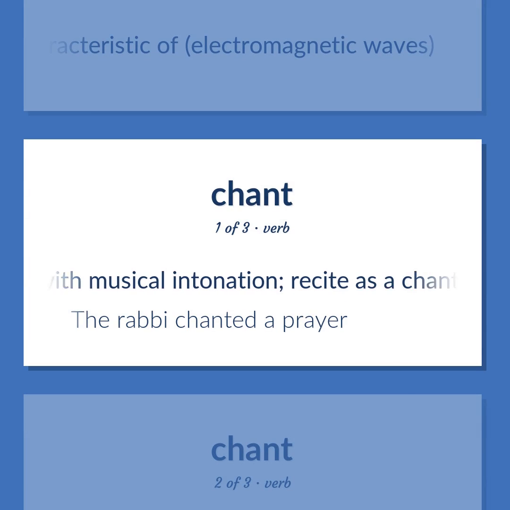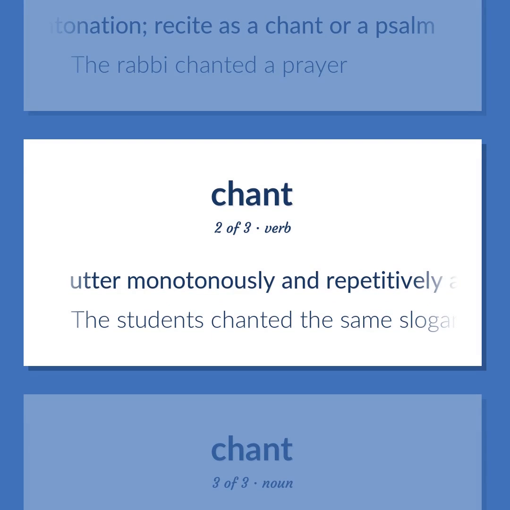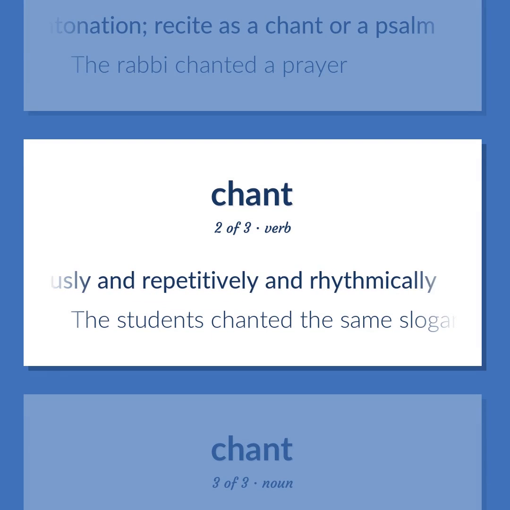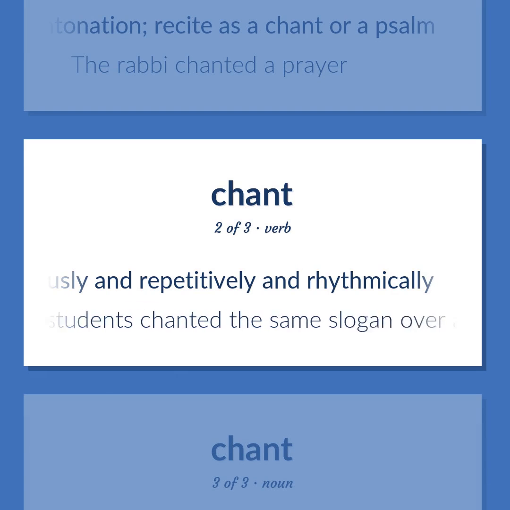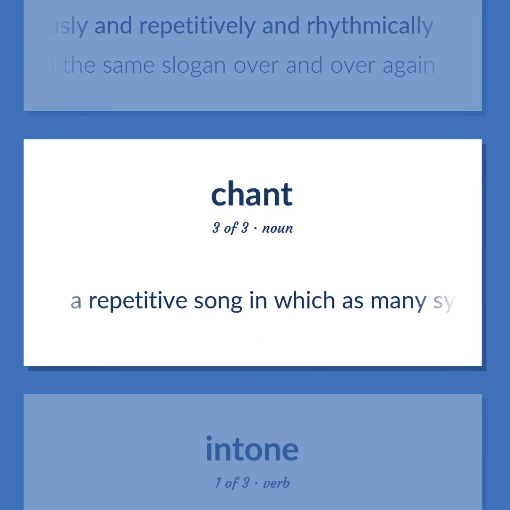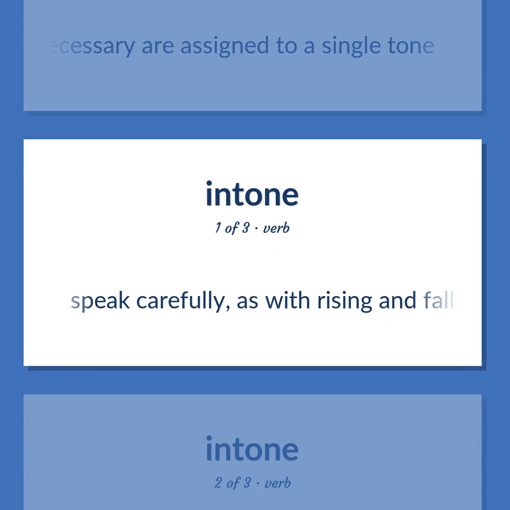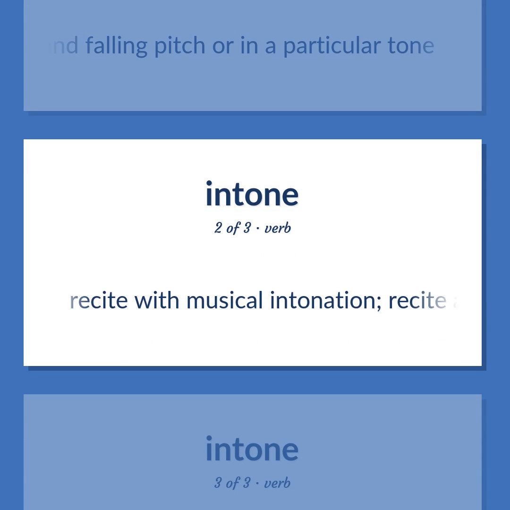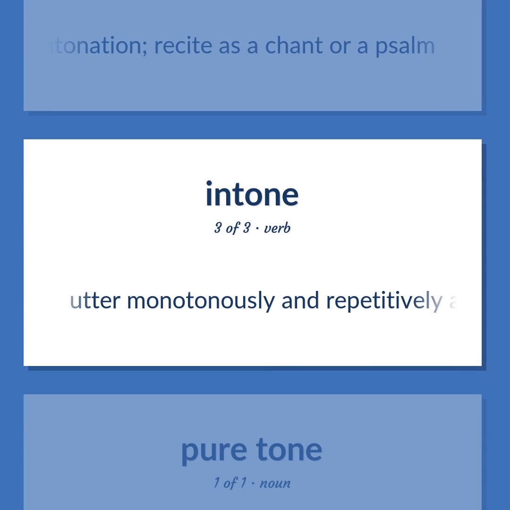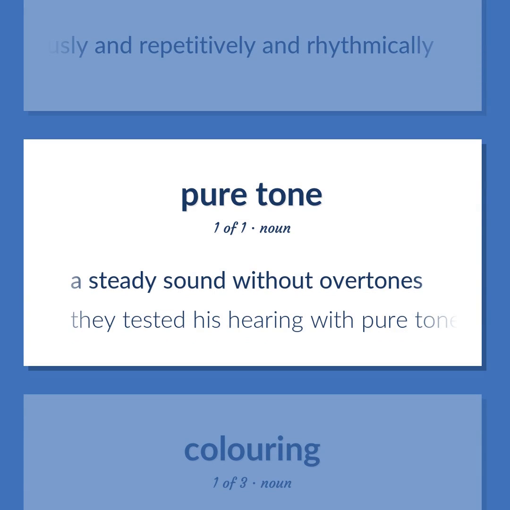Recite with musical intonation. Recite as a chant or a psalm. The rabbi chanted a prayer. Utter monotonously and repetitively and rhythmically. The students chanted the same slogan over and over again. A repetitive song in which as many syllables as necessary are assigned to a single tone. Speak carefully, as with rising and falling pitch or in a particular tone. A steady sound without overtones. They tested his hearing with pure tones of different frequencies.